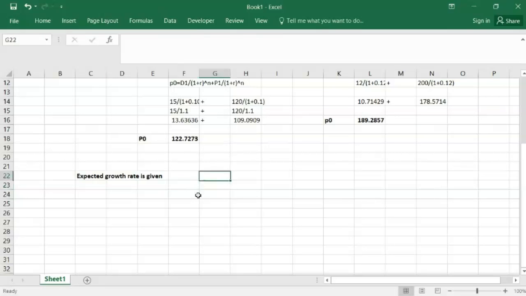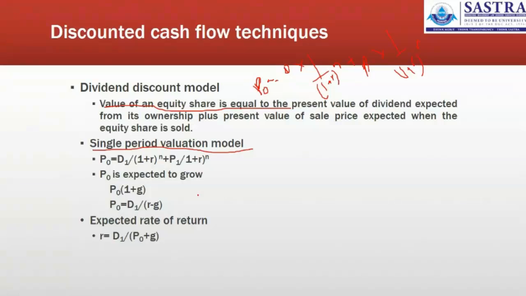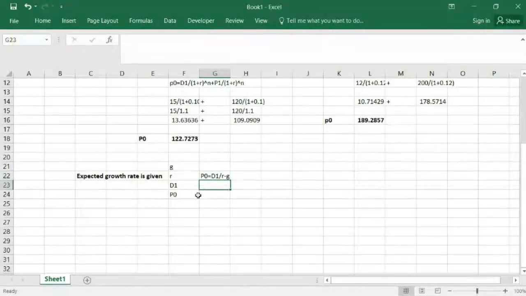Expected growth rate here is denoted as G, R is denoted as required rate of return, D1 is denoted as the dividend received at the end of the period, and P0 is the market price at the beginning of the period. So these are the values which are given. Based on that, you are going to estimate the intrinsic value, the price of the security at the beginning of the period, D1 divided by R minus G. Based on that, we are going to do the calculation.